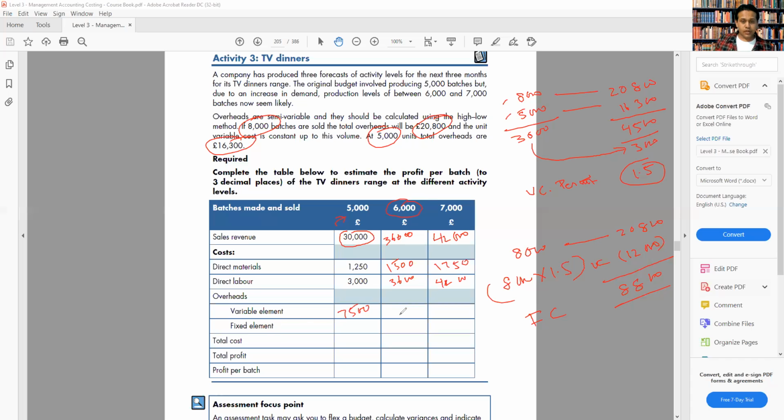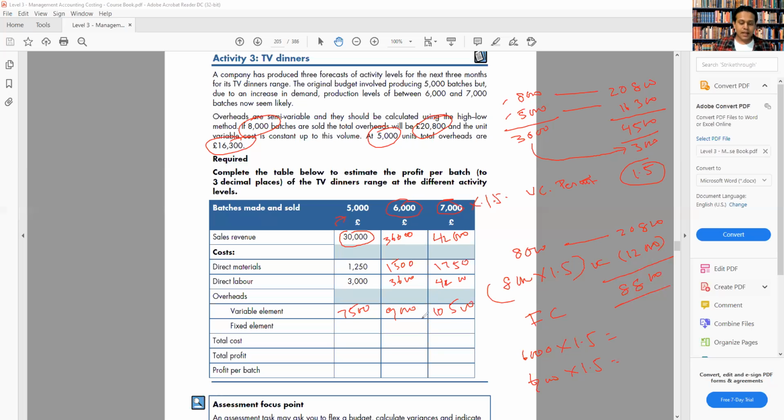Can I have the variable cost for the 6,000? So 6,000 times 1.5. And for the 7,000 again, 7,000 times 1.5. So how much do we have for the 6,000? 6,000 times 1.5, that is 9,000. And for the 7,000, how much will be the variable cost? 7,000 times 1.5, that will give you 10,500.